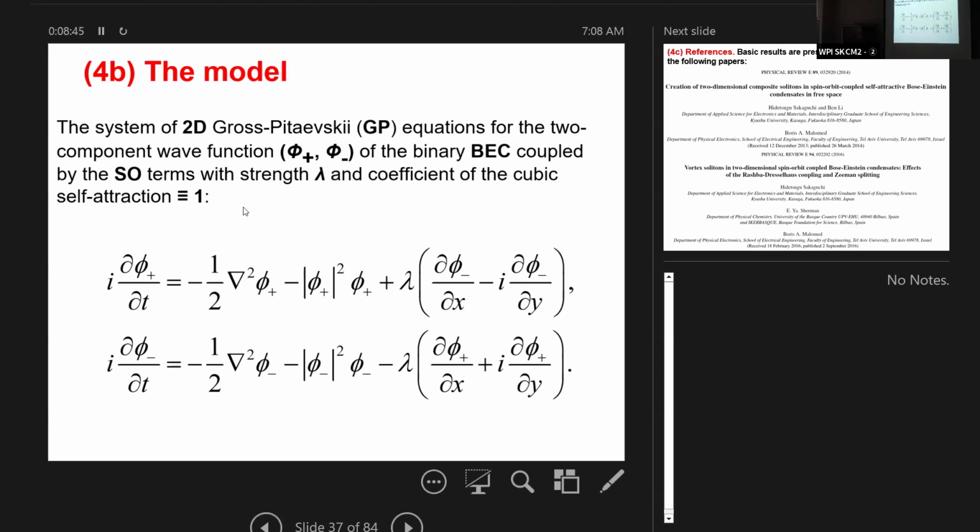And now, so we have self-attraction in each component, and now these terms, which are linear, they exactly represent the spin-orbit coupling. So the spin-orbit coupling by itself is a purely linear effect, because it's represented by the linear combination of terms. And roughly speaking, what it does, it actually gives rise to the linear mixing between the two components. However, it's not the direct mixing, it's mixing through their first derivatives.